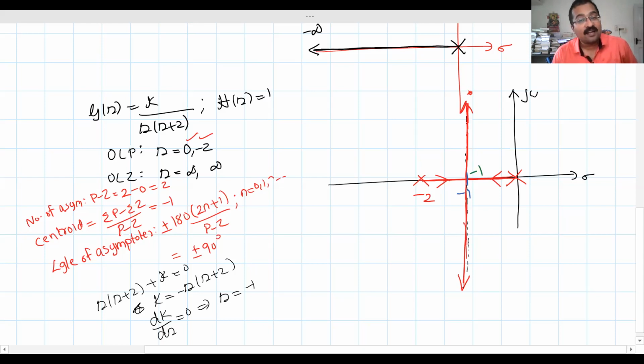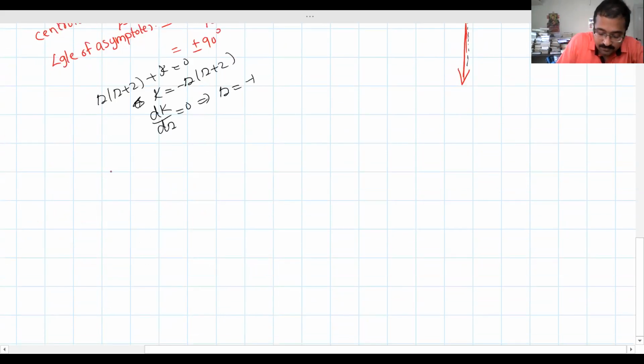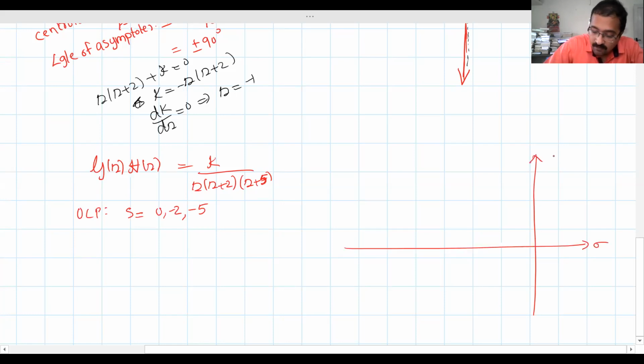Right, now let me add one more pole and see what is the effect on root locus. So G(s)H(s) is equal to K divided by S into S plus 2 into S plus 5. So where are the open loop poles? Open loop poles are at S equal to 0, -2 and -5. If you draw the S plane, this is sigma, this is j omega. The open loop poles are at S equals 0, -2 and -5.